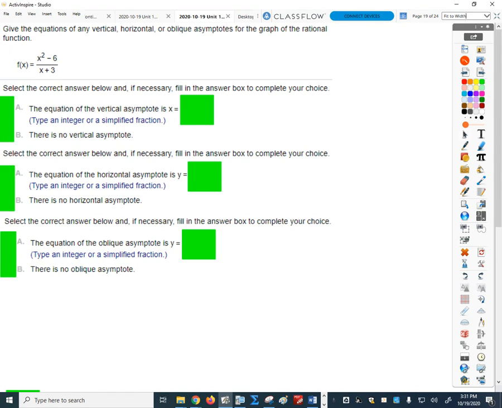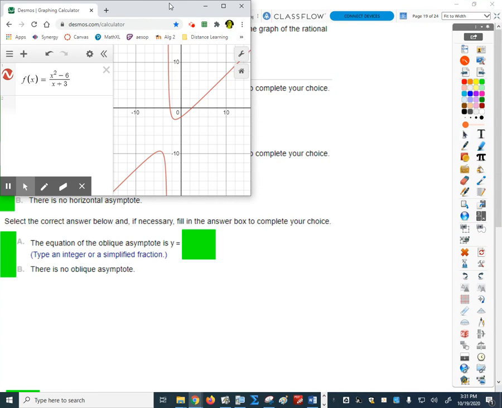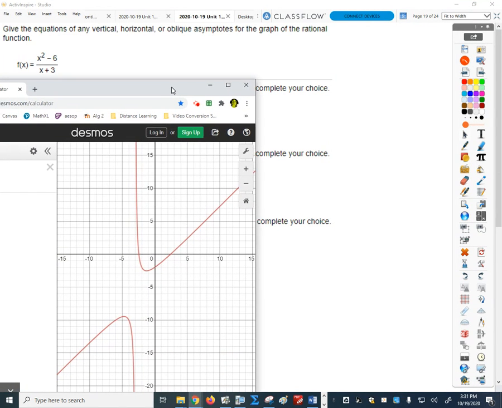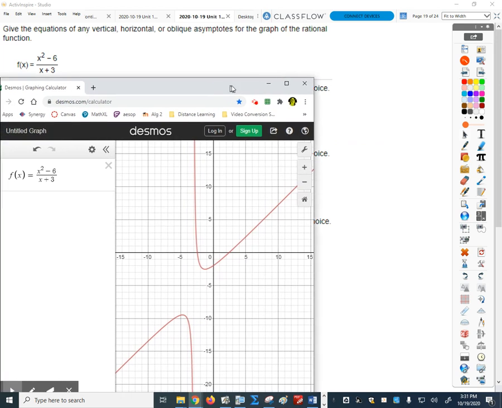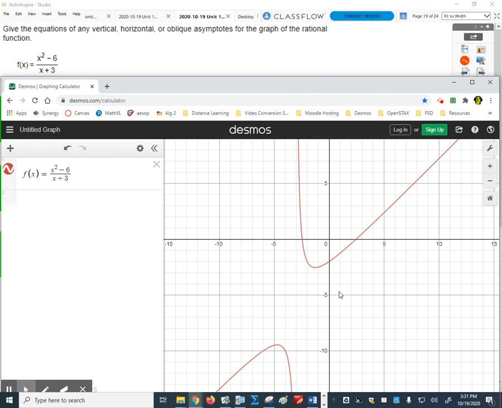Well, we could graph this one again. So there's my function, right? And we can see there that the vertical asymptote is at -3, right? And we can just plug that in. There's our vertical asymptote. Now, what about the horizontal asymptote?